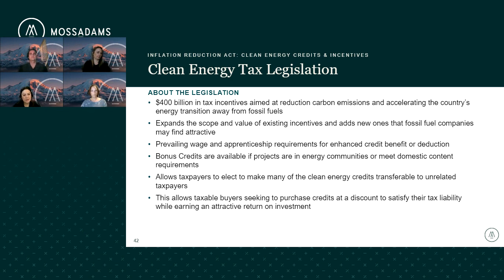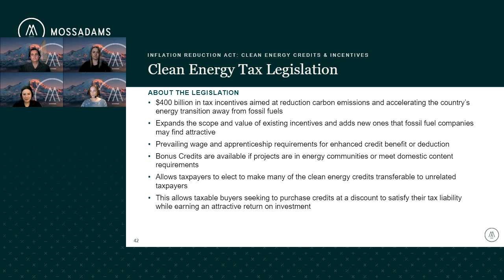The first is the prevailing wage and apprenticeship requirements. Essentially, the Department of Labor determines wage rates for different laborers. These are the people potentially involved in the construction of a facility. And then there are also apprentices that are part of registered apprenticeship programs that need to meet certain hours. So that's all going to be defined. There are documentation requirements related to that. But if you meet those requirements, you can get an enhanced credit benefit, which I'll talk about.